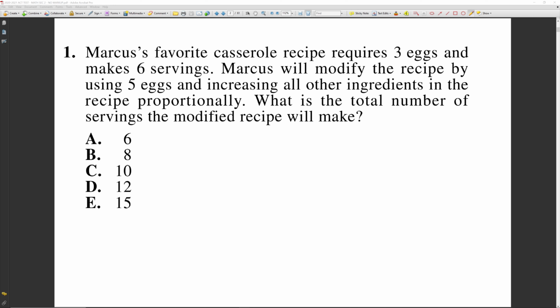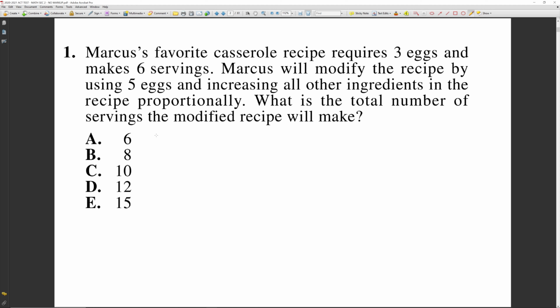Okay, question 1, let's go to the end. What is the total number of servings the modified recipe will make? Okay, let's keep that in mind. Marcus's favorite casserole recipe requires 3 eggs and makes 6 servings. Marcus will modify the recipe by using 5 eggs and increasing all other ingredients in the recipe proportionately. What is the total number of servings the modified recipe will make?